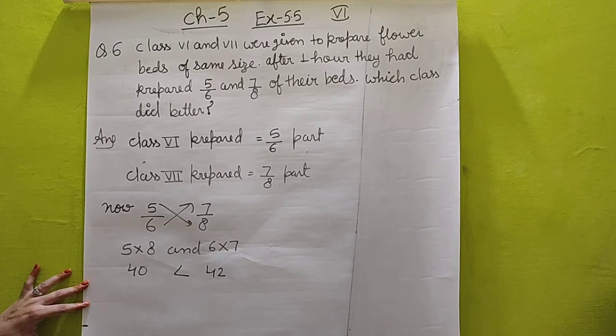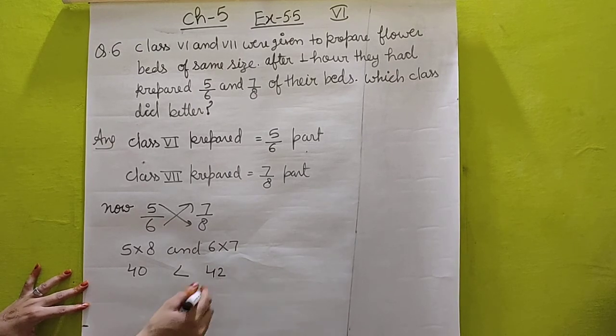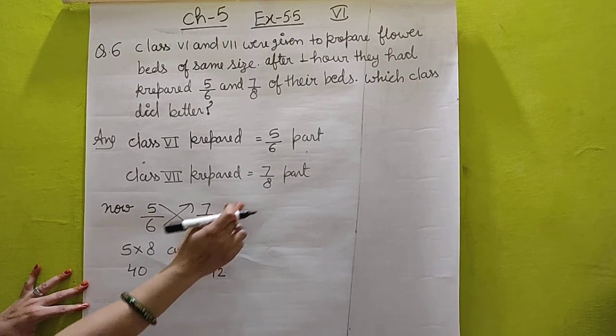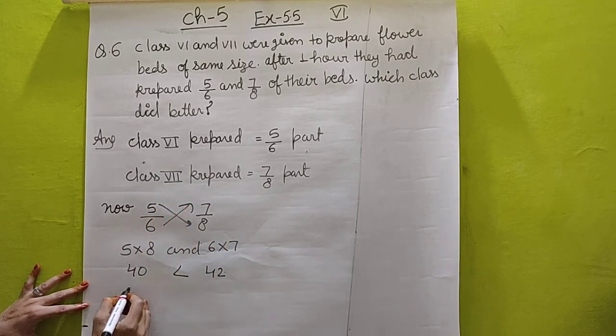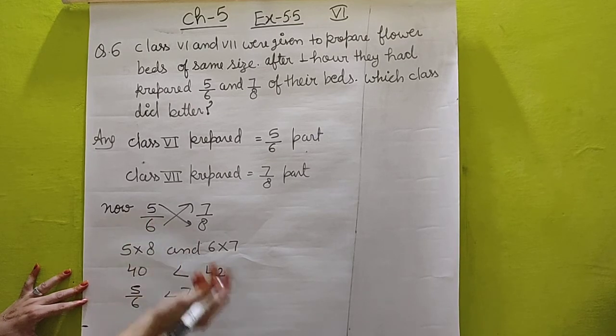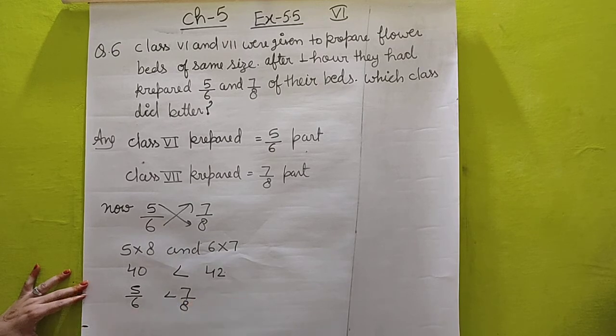So here students, which one is the greater? 42 is greater, and 42 is representing 7 upon 8 and 7 upon 8 is representing class 7. So students, here you can write class 7 performed better. Class 7 performed better. It will be your last statement. Okay students.